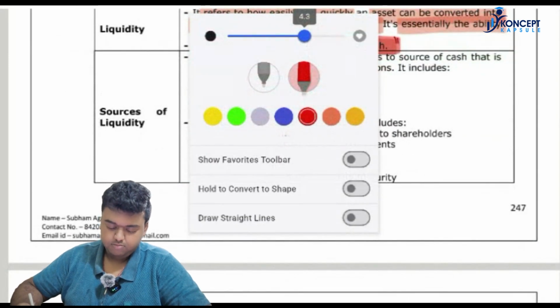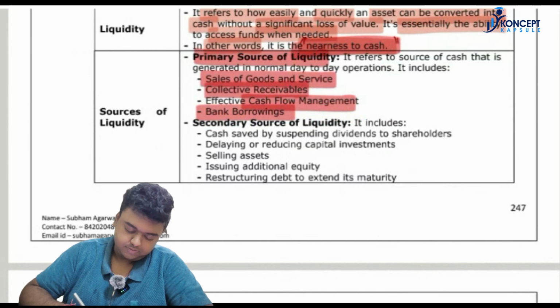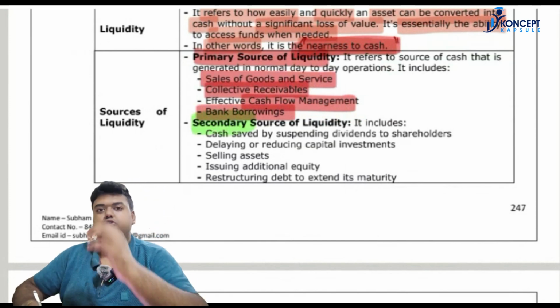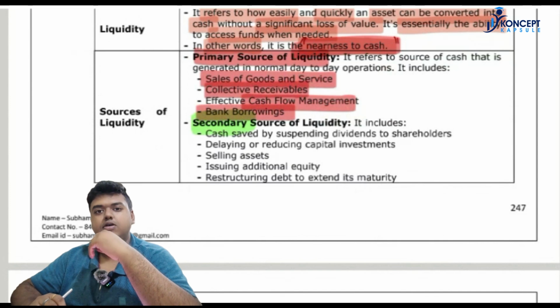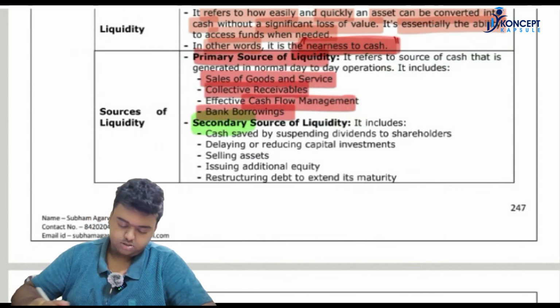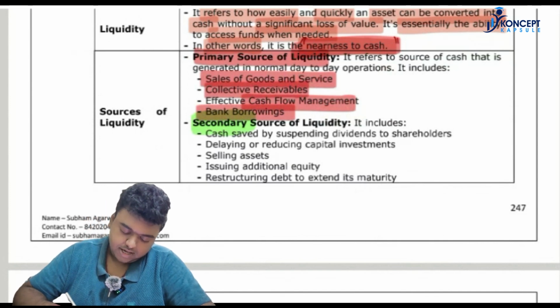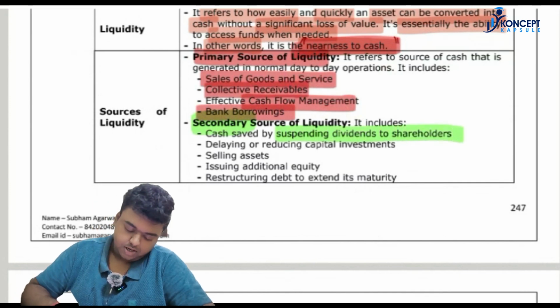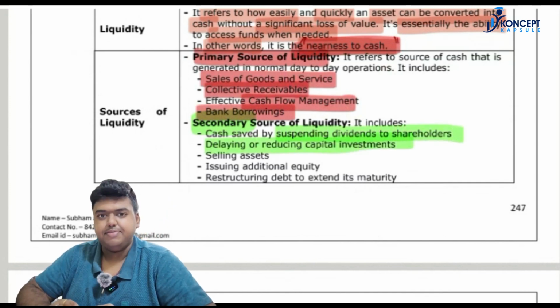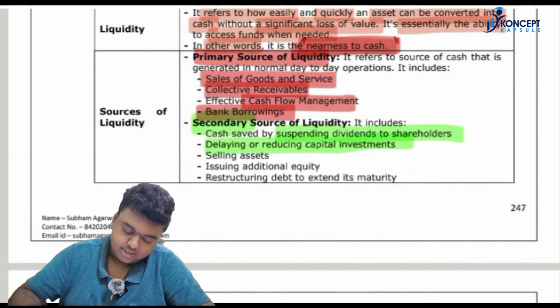Then we talk about the secondary sources, which are subordinate to the primary sources. Cash saved by suspending dividend to shareholders, delaying or reducing capital investment. So basically, what is this? Avoiding outflow.